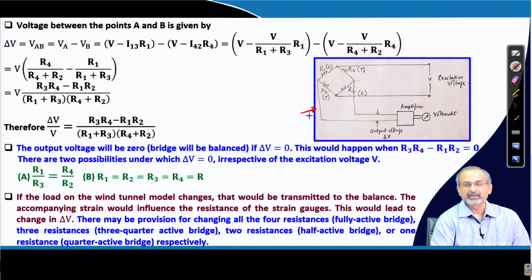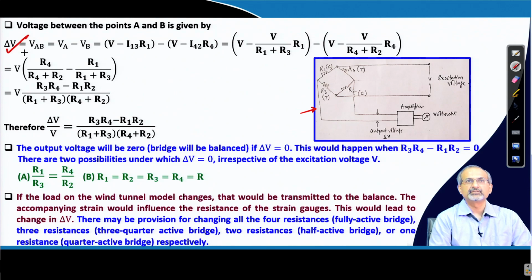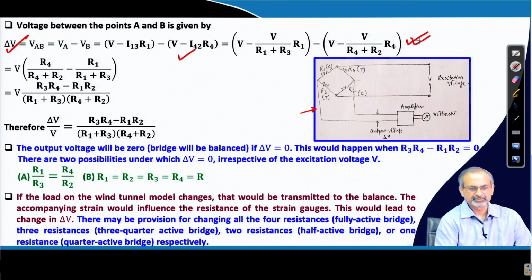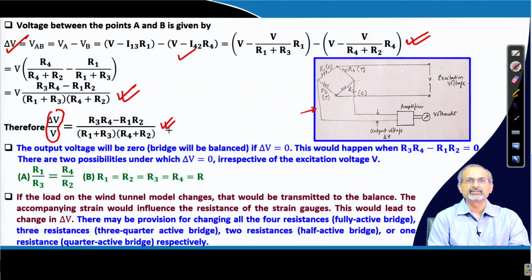We keep the circuit diagram available with us here, and we continue to calculate the V AB, which is the difference between the potentials V A at A and V B at B respectively. So, if you do the mathematics here, you get this expression. Finally, on simplification, you get an expression like this, and finally, a ratio of delta V by V, that means the output voltage from the bridge by the excitation voltage, that would be given by this expression containing all the resistance values in the Wheatstone bridge.